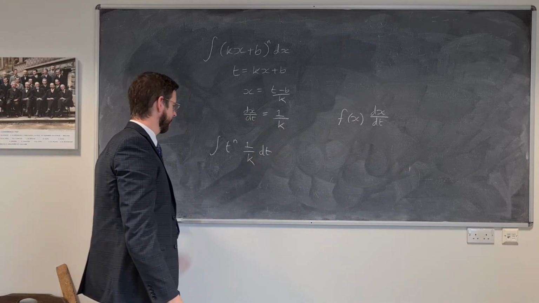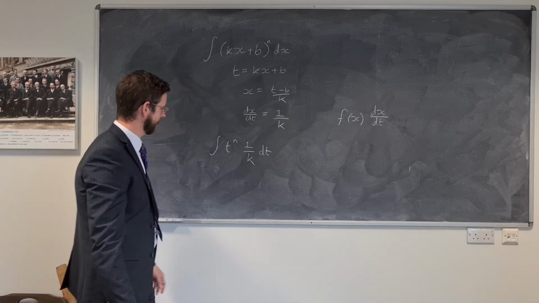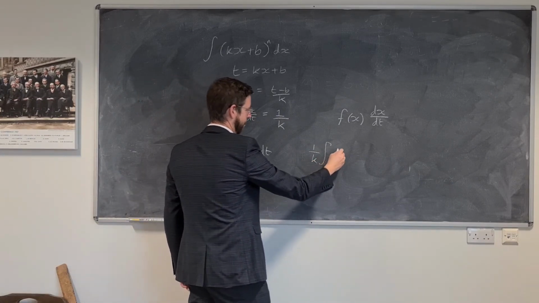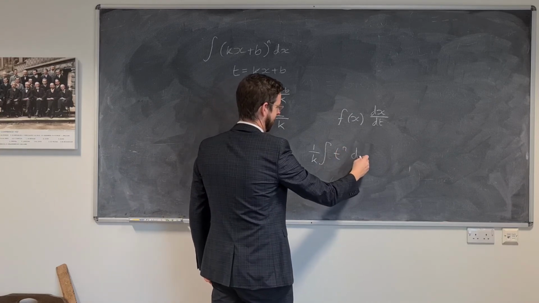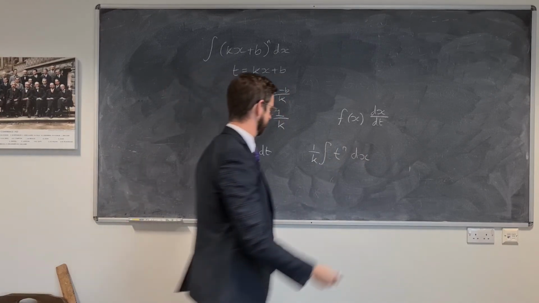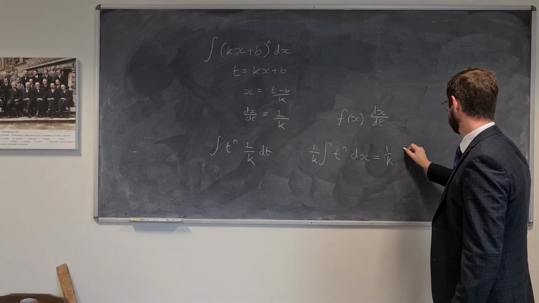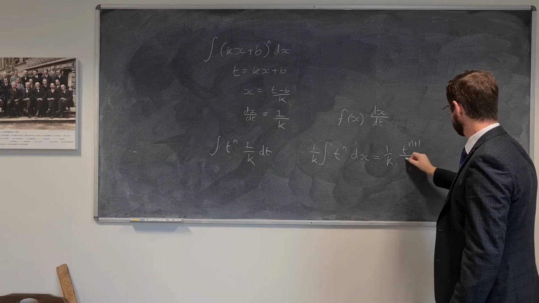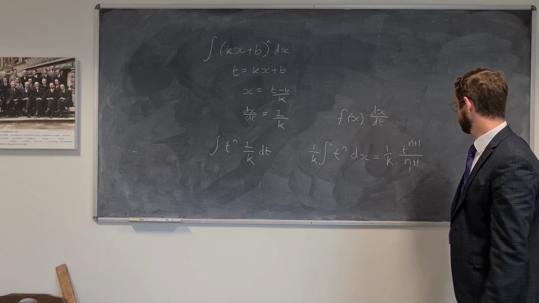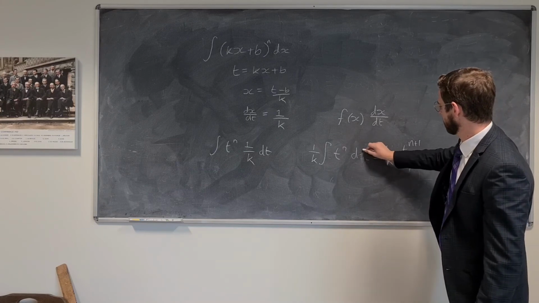Now, of course, the 1 over k can step outside because it is just a multiplying factor that does not itself depend upon t. So we can have 1 over k, and then the integral of t to the n dt. Of course, we know how to handle situations like this. They're quite simple. So it would be 1 over k times t to the n plus 1 divided by n plus 1, a general solution to t to the n when integrated with respect to t.